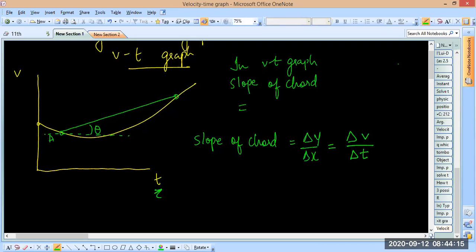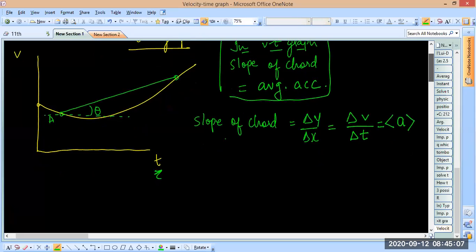What is delta v by delta t? No, that's wrong. Okay, the correct answer, people, is average acceleration. Come on, please remember the formula. So the slope of a chord in a VT graph gives average acceleration. See, if you realize, this is actually the same as it was in the XT graph.